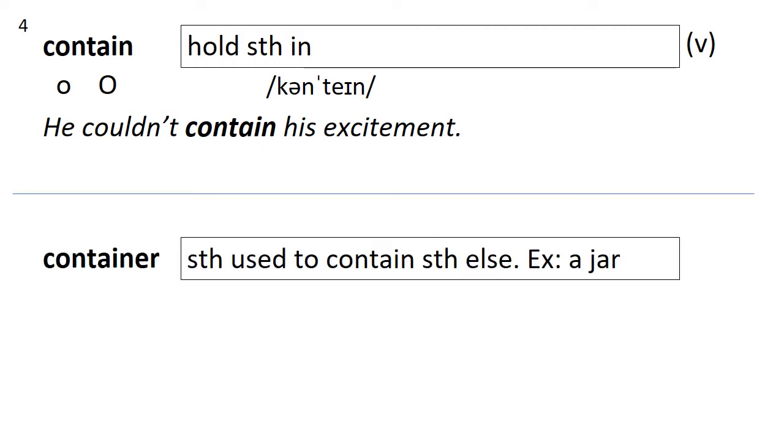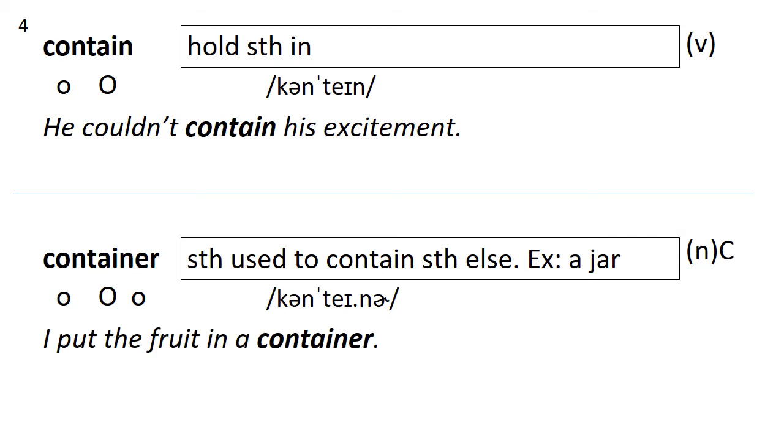Then we also have container, which is something used to contain something else, like a jar. It's a noun, countable noun. How many syllables are in container? 3, stress on the second. Container. I put the fruit in a container.